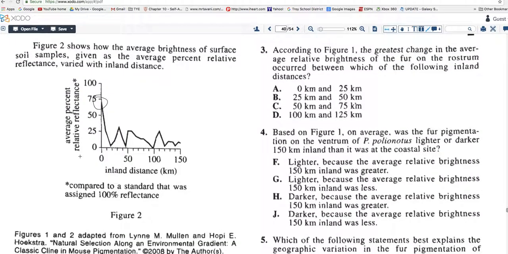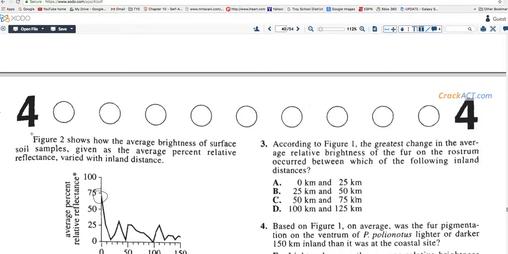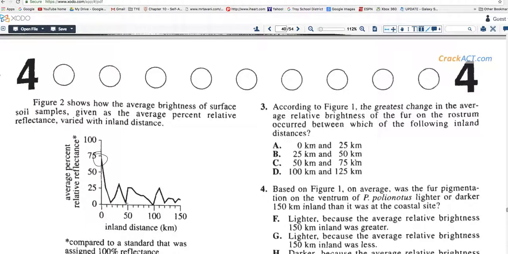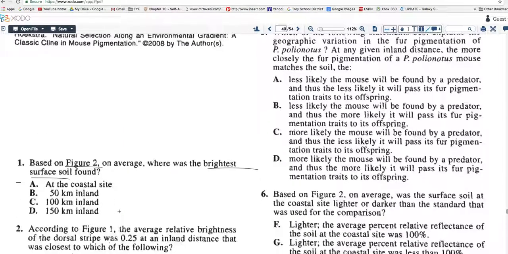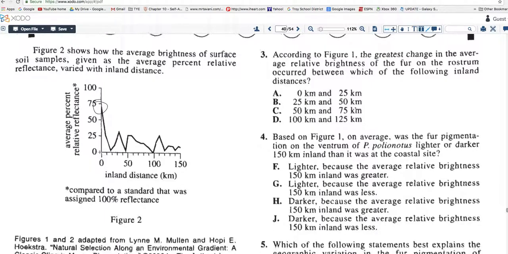Another way to cross out, if you think it shouldn't be 75 and it should be 0, the two answer choices were 50 and 100. At 50 kilometers, it's 0, right? And at 100 kilometers, it's almost 0 as well. So it can't be either one of those answers because it gives us the same thing. So 50 and 100 are both crossed out. At 150, it's like 7. It's like 10. Okay?